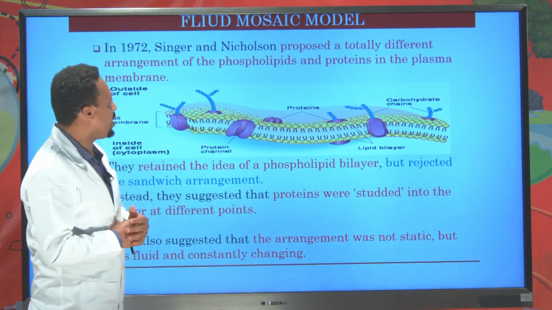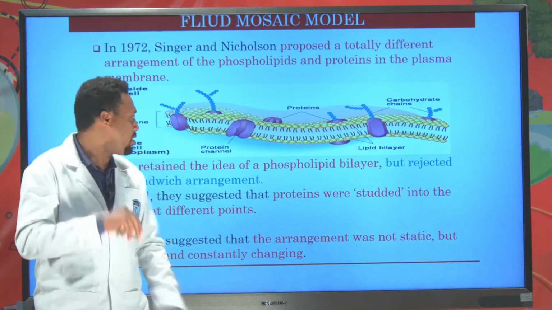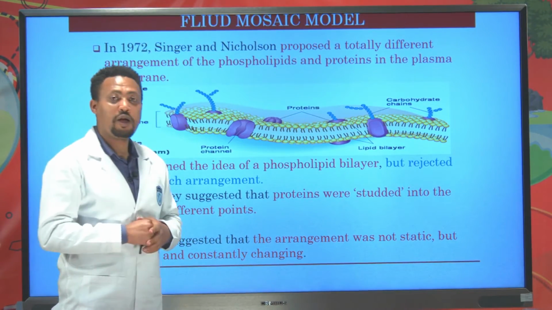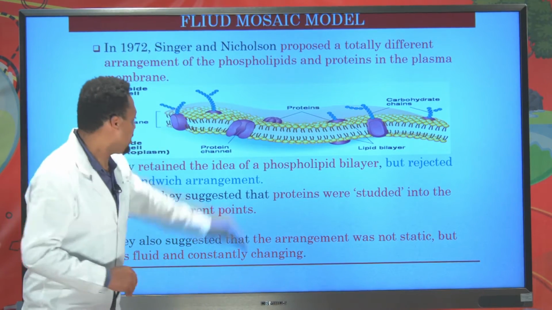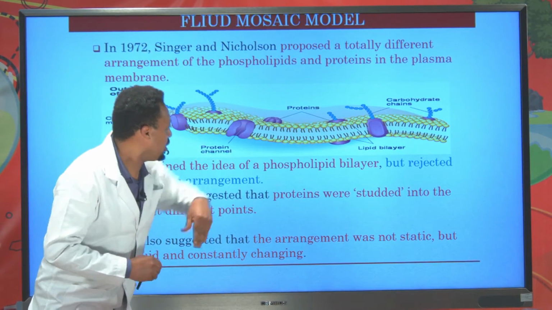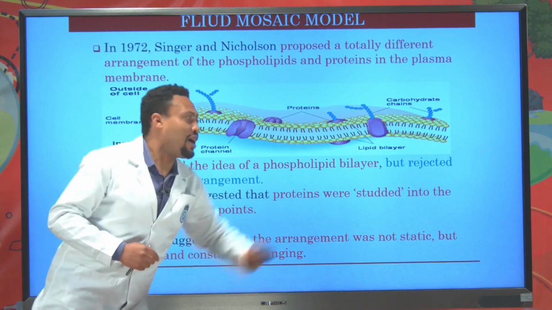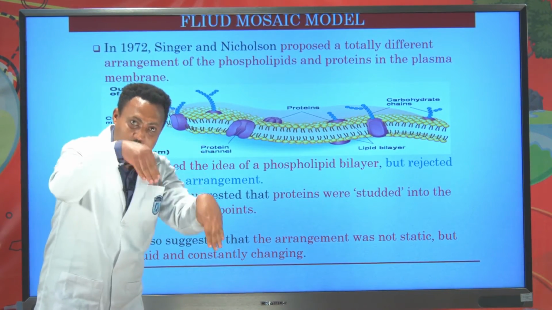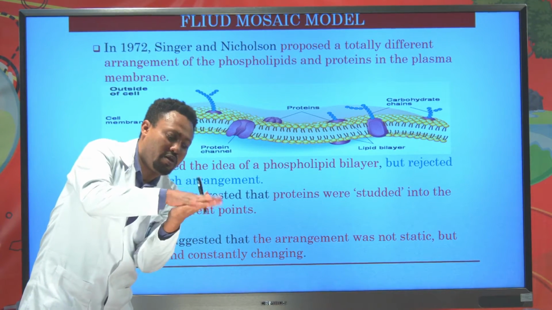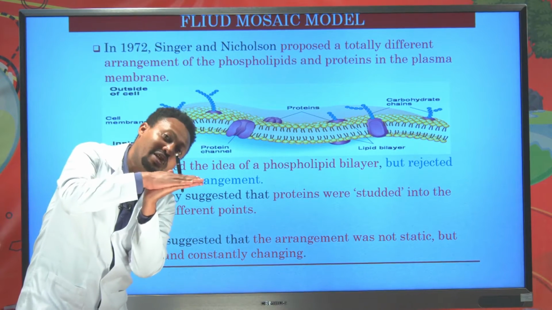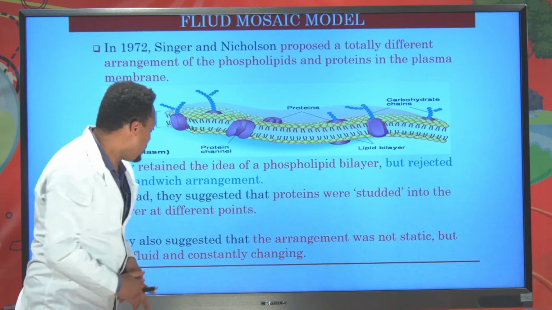So these two guys, Singer and Nicolson, proposed a totally different idea. They basically agree with the phospholipid layer, just like this, but the protein is not on top, like a sandwich. It is rather studded in between the cell membrane. This is a protein. Look, the purple ones are the proteins studded in between the membrane. Just like this is a bilayer. Let me put this protein here, okay? Like this. These proteins are studded. They span the cell membrane. They help in the transportation of molecules across the membrane.